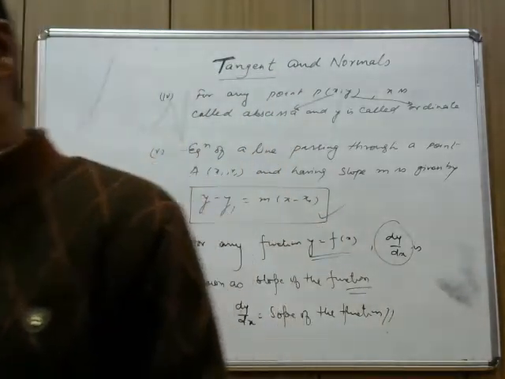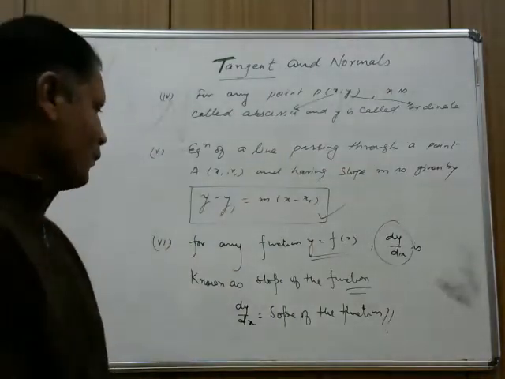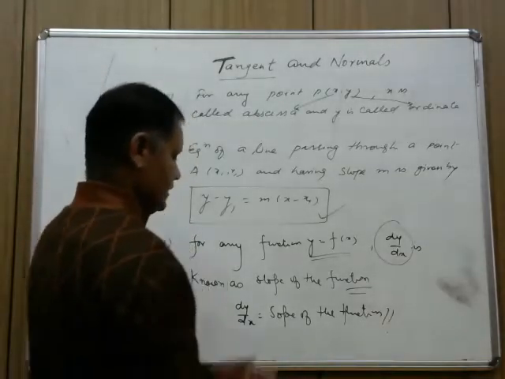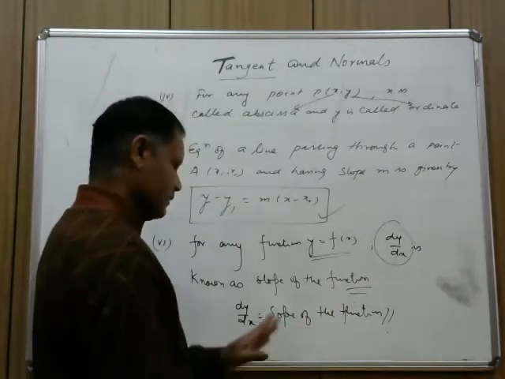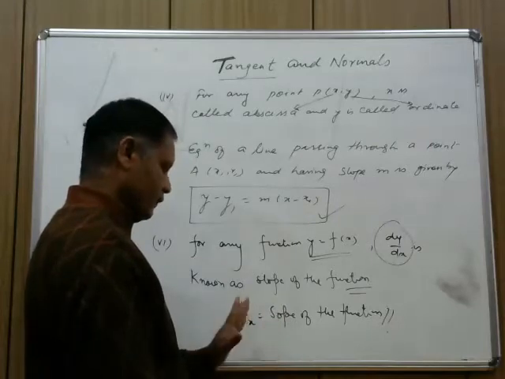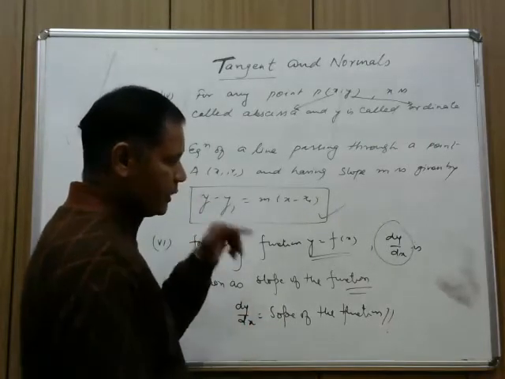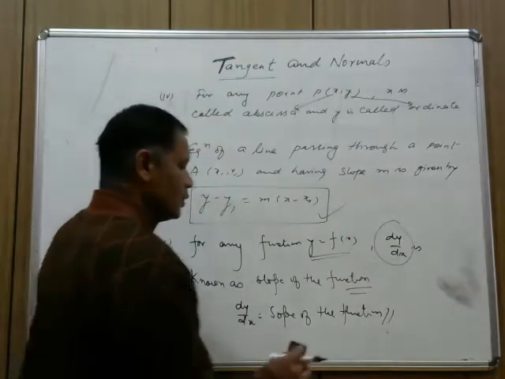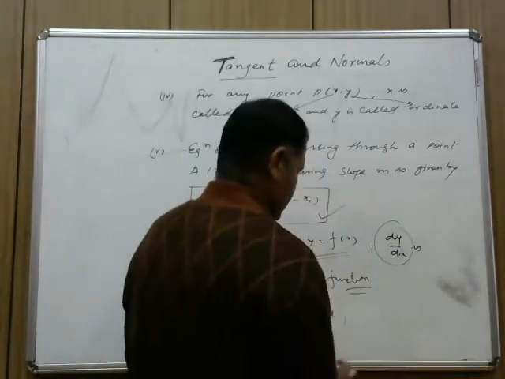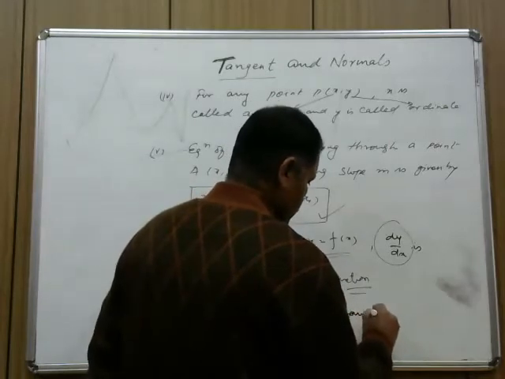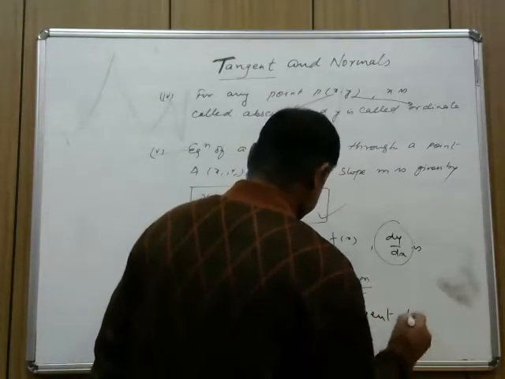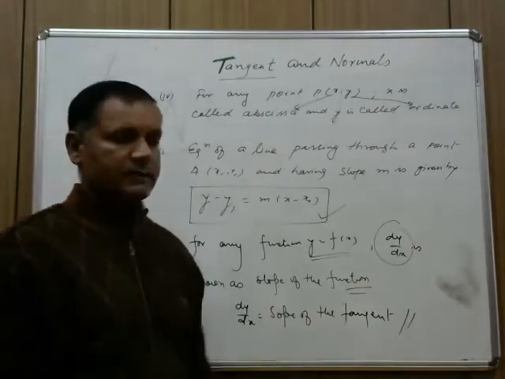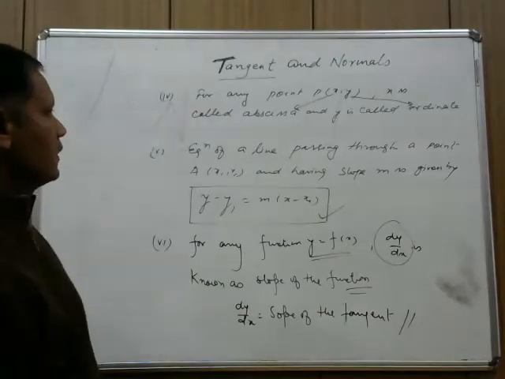So now dy by dx is equal to the slope of the tangent. For any function, dy by dx is the slope of the function, but I am going to draw the tangent at any particular point, therefore I write dy by dx is equal to slope of the tangent of the function. That will be fine. And now I will talk about the tangent and normal.